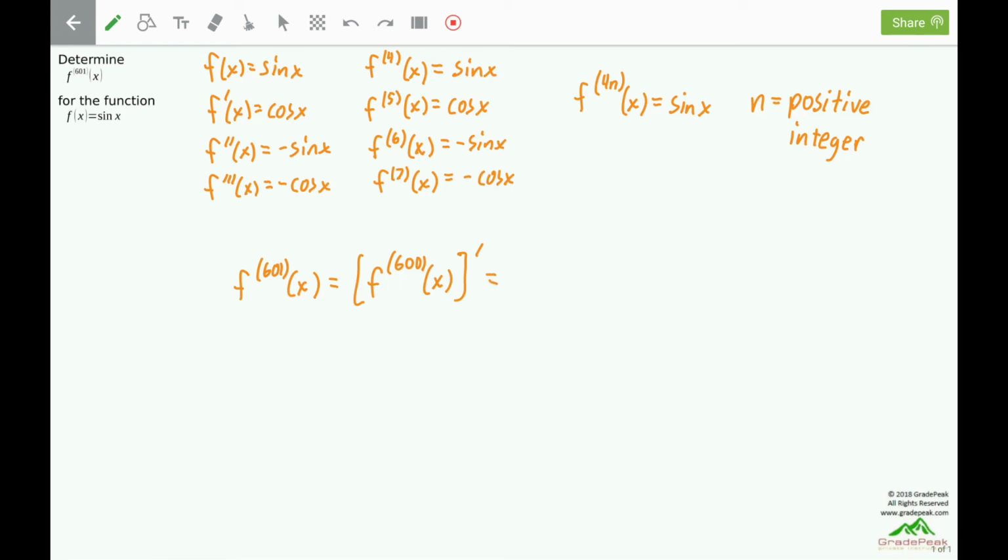The 600th derivative is divisible by 4, and therefore it will have returned to a sine function. And so you can put a sine function in there, and we just need to take the derivative of that, and the derivative of sine goes to cosine, and there's our 601st derivative of that f of x equals sine x.